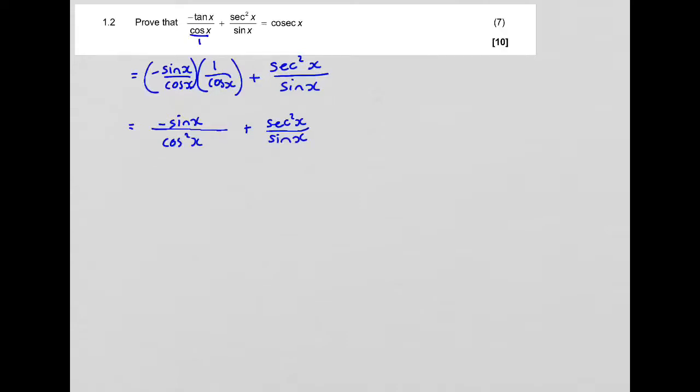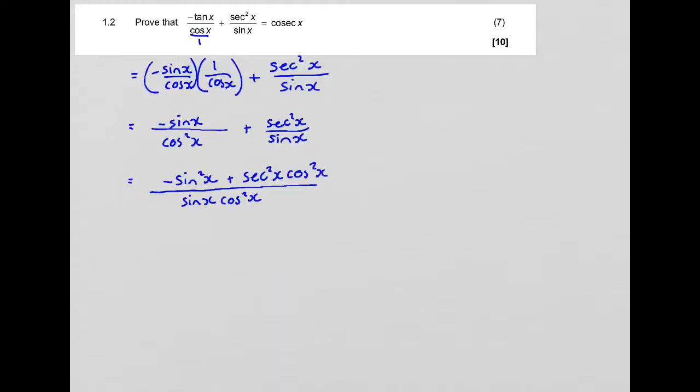Right, one of the rules with identities, whenever you have a fraction, you need to get that fraction into one fraction, two fractions into one fraction. So we've got an LCD here of sine x into cos squared x, which would make the first numerator become negative sine squared x, and sec squared x will be multiplied by cos squared x.